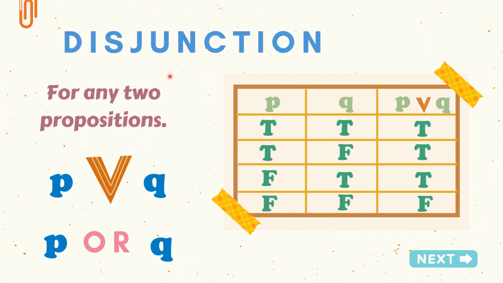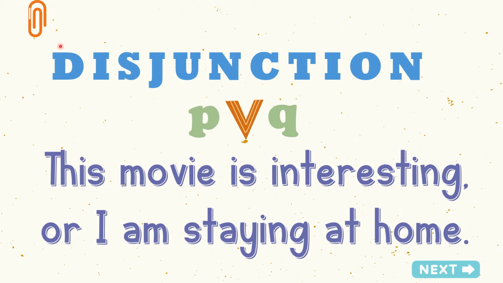Next one is disjunction. For any two propositions also, P using this sign, Q, using V, which means P or Q. This is the truth table of disjunction, which means that the disjunction P or Q is true when either P or Q is true, otherwise it is false. Next, this is the example of disjunction using the connective or.